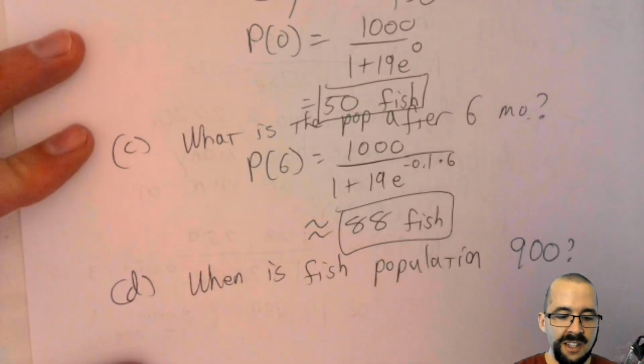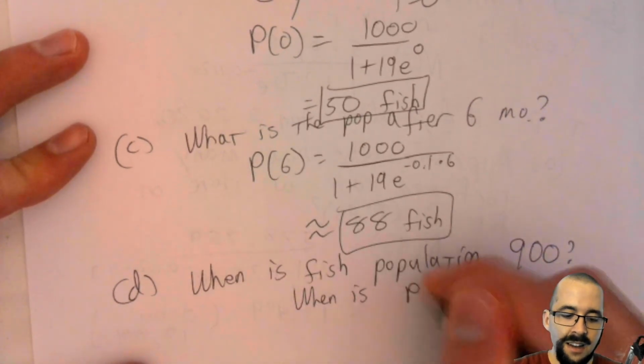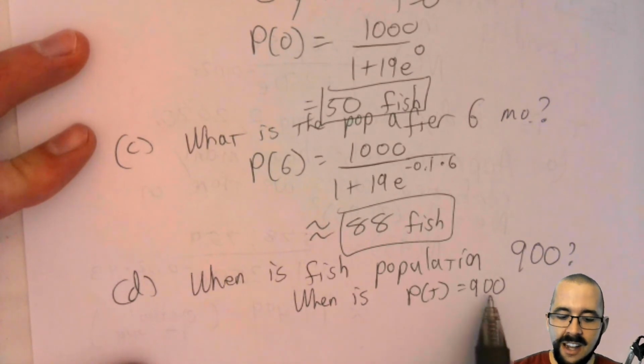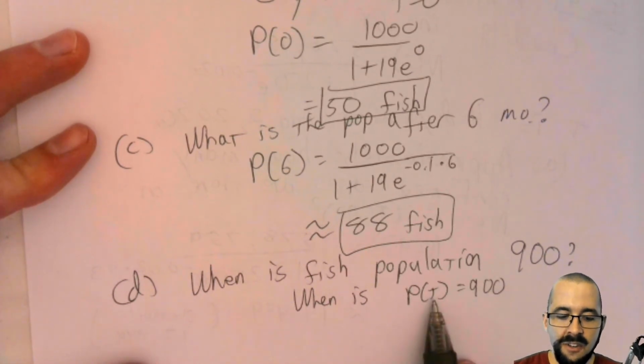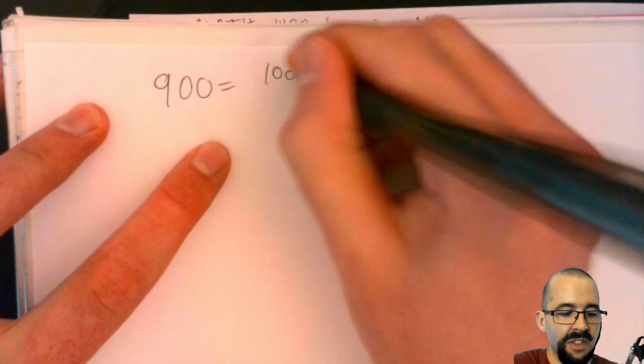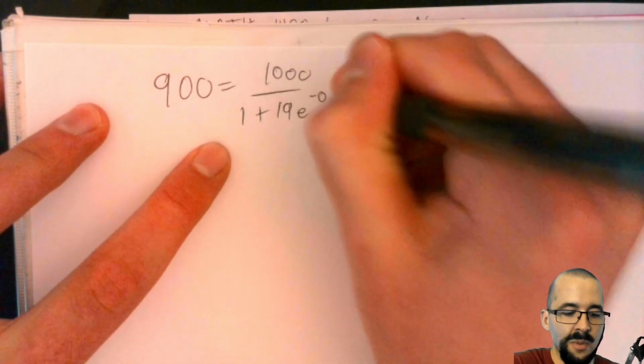Right, the fish population, that's when is P of T equal to 900. Population is 900. So we have to solve for the T. So that's what we're going to do. When is the population 900? That's when the left-hand side is 900 and the right-hand side is 1,000 divided by 1 plus 19 e to the negative 0.1 times t.